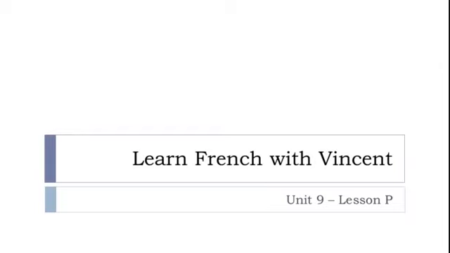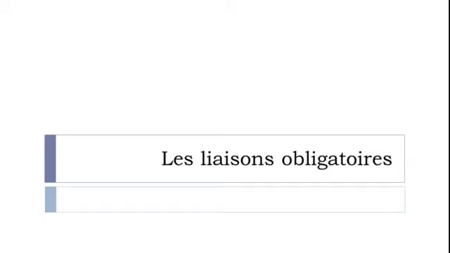And in this lesson we'll see together les liaisons obligatoires. So since we started these Learn French with Vincent videos, I've been talking quite a lot about les liaisons, these little links that you can put between the words. And of course we've got some rules for these things, so I thought it might be useful to cover this topic right now, because I've been receiving a few messages regarding it.